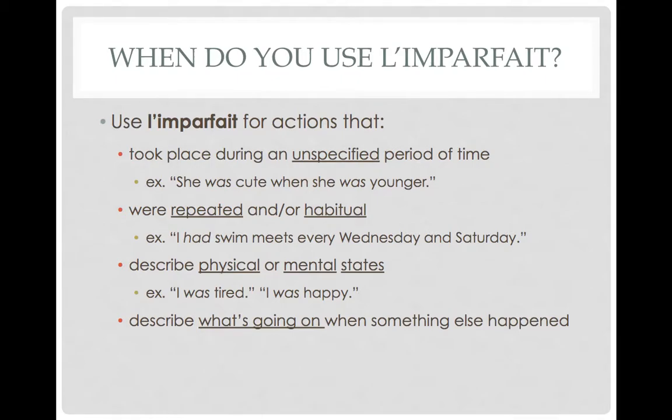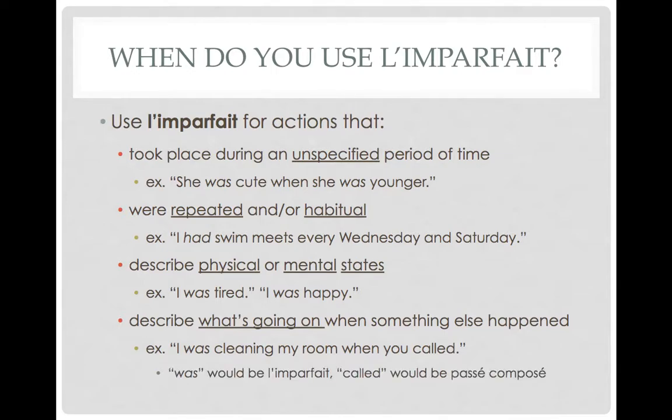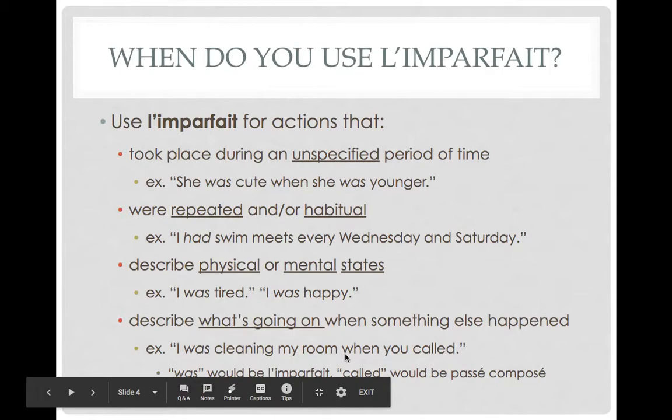And lastly, this one's a little bit tricky. You use l'imparfait for actions that describe what's going on when something else happened in the past. So if we have two things going on in the past, and one of them is setting the scene, that one that's setting the scene would be l'imparfait. So for example, if I said, I was cleaning my room when you called, was would be l'imparfait, but called would be passé composé. These are both taking place in the past tense, but one is kind of setting the scene, describing what was going on when you called.